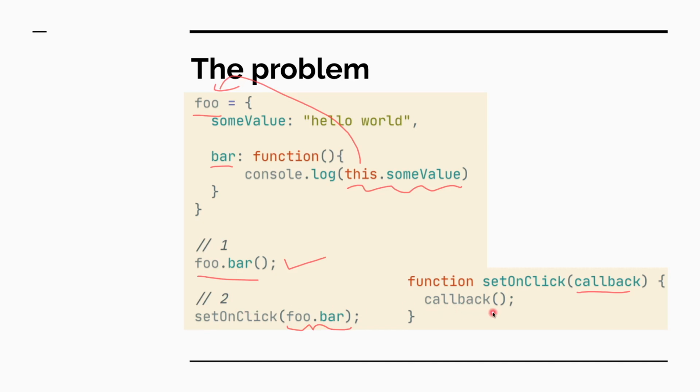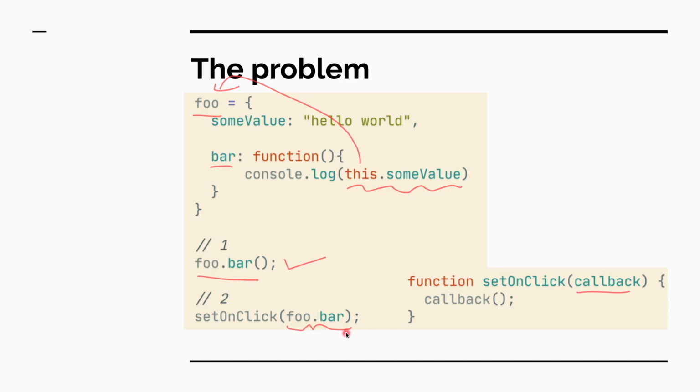So when this callback gets called, the value of this within bar is not equal to foo. The value of this in this case is going to be something else, which means this.someValue will not be available, or it might be some kind of a wrong value. So this is a problem, right? If you call something as a method, it seems to work, but if you pass that same method around as a function, the value of this seems to get changed.